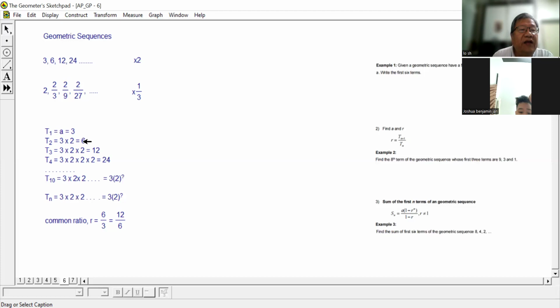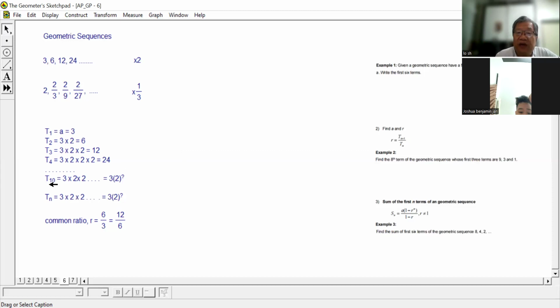But instead of writing 6, I write down 3 times 2. 3 times 2 is actually the 6. Then I multiply with another 2, I get 12. Now, how to get the next number? I take 3, multiply by 2, multiply by 2, then multiply by one more 2. That's how I get 24. And so on, and so on. Now, let's say I want the 10th term.